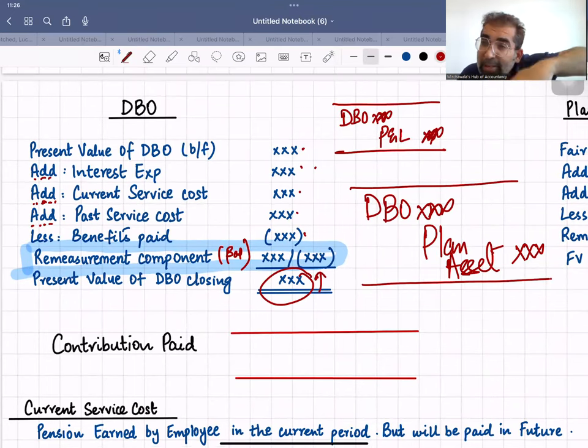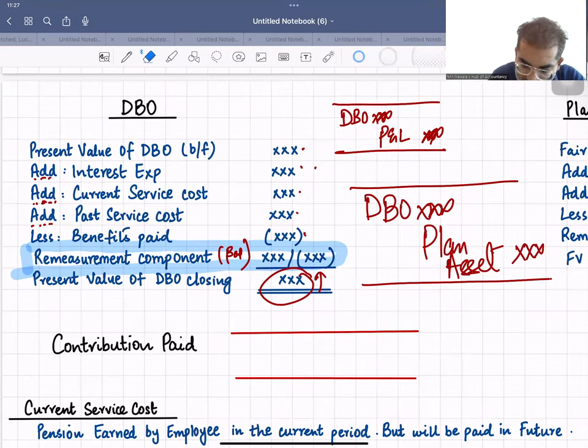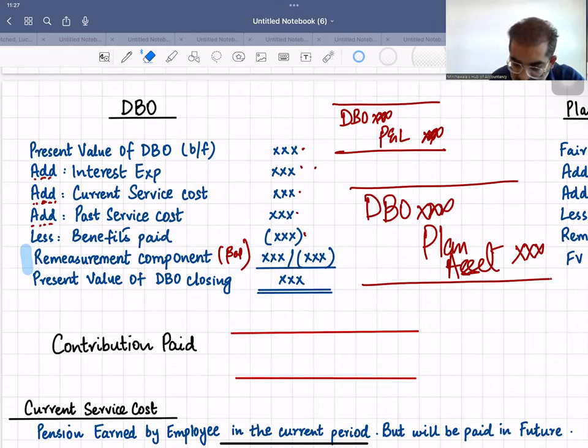This closing liability will move up or down. And when this closing liability moves up or down, a balancing number will come here. This balancing number is called the remeasurement component. Sometimes this balancing number is bad and sometimes it's good.